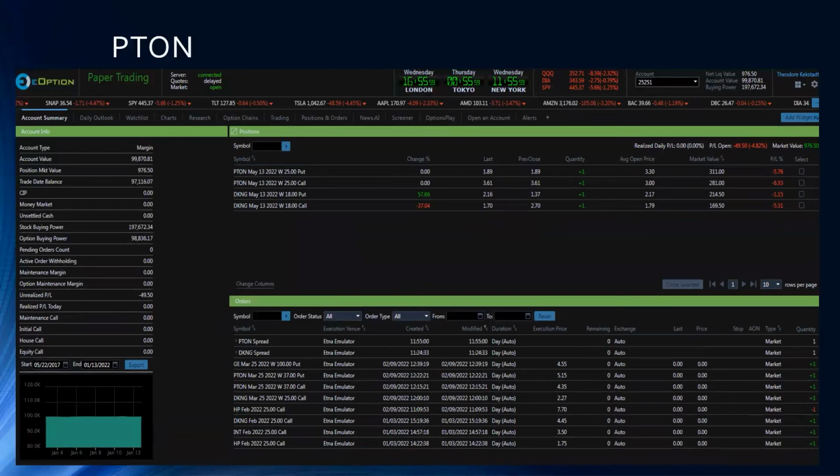Okay, so once you execute, it shows in the platform, as you can see here. It shows the Peloton, it shows where you put the market value of your options. It already shows our DraftKings position here, which already has a little bit of market movement.